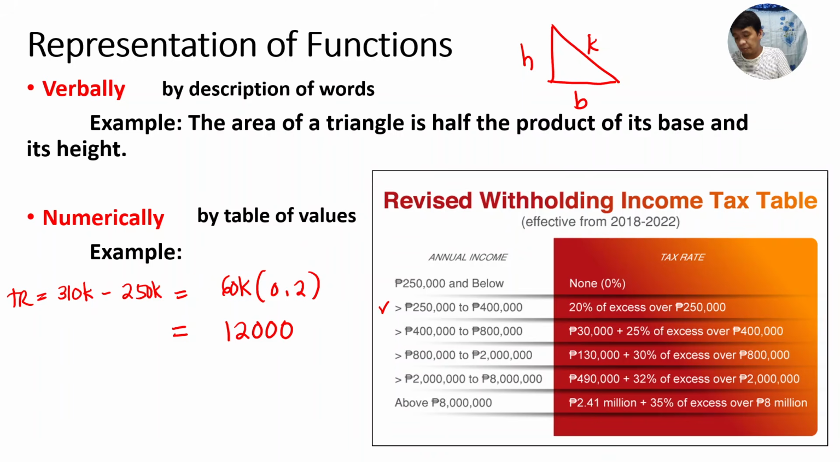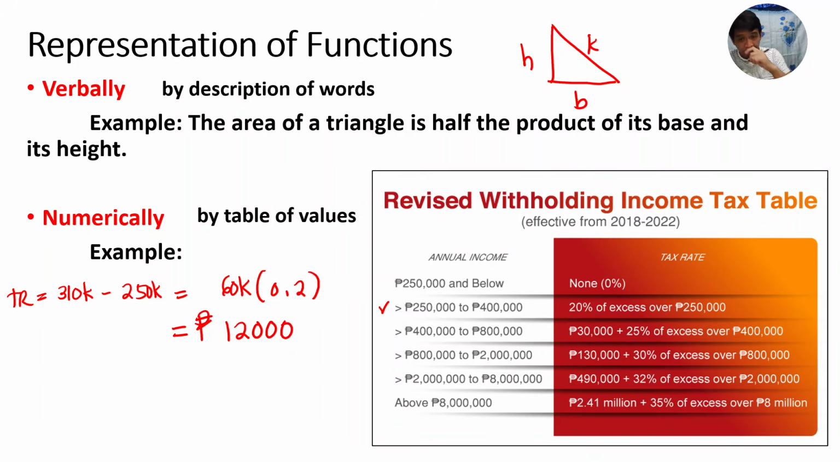So let me double check using the calculator. So this is 310 minus 250. Imumultiply natin sa 0.2, which is 20%. So that is 12,000. So meron akong babayarang 12,000 if I am earning 310,000.